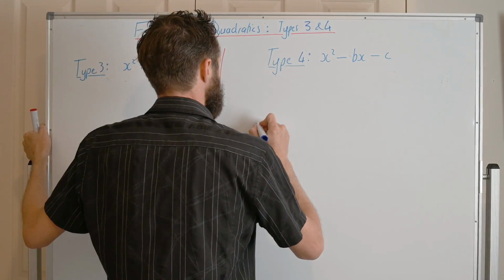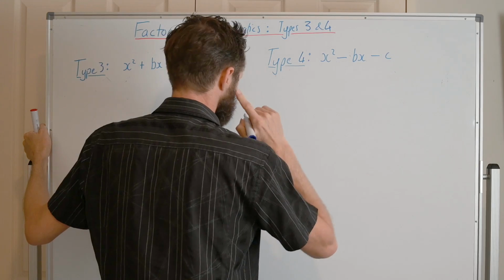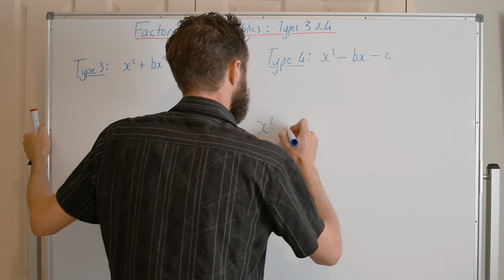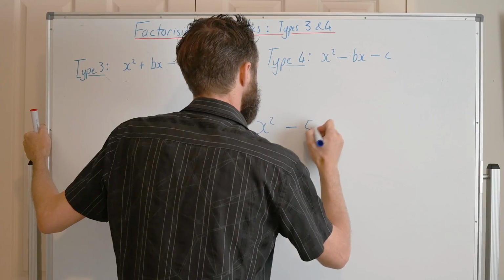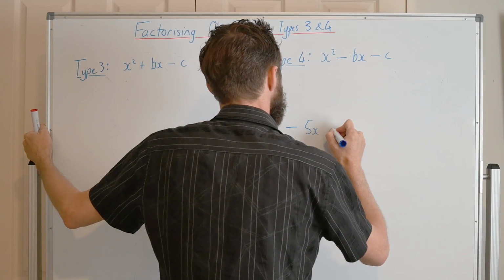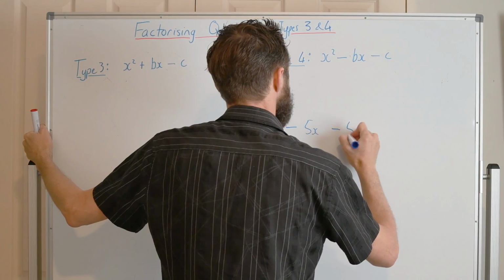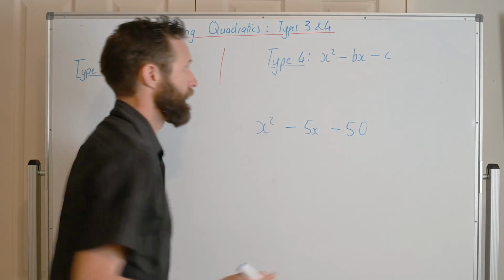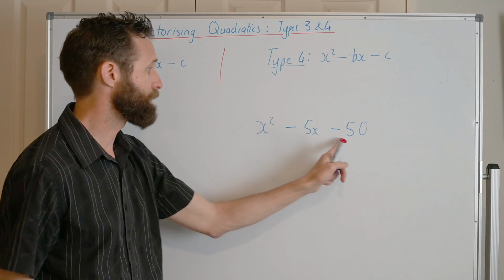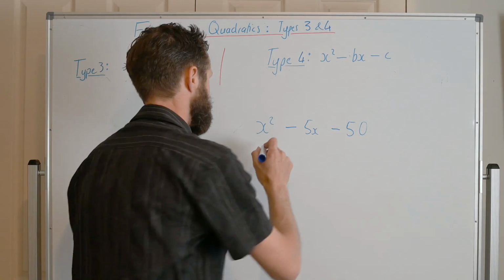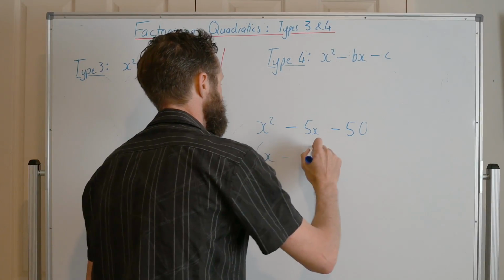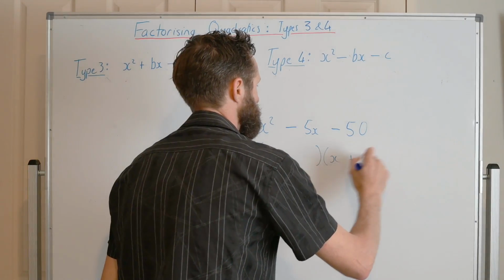Okay, let's say we've got something like x squared minus 5x minus 50. Now, this is type 4, right? We've got minus, minus. This sign here at the end tells us that we're going to have mixed signs in our brackets. So we've got an x minus and we've got an x plus.